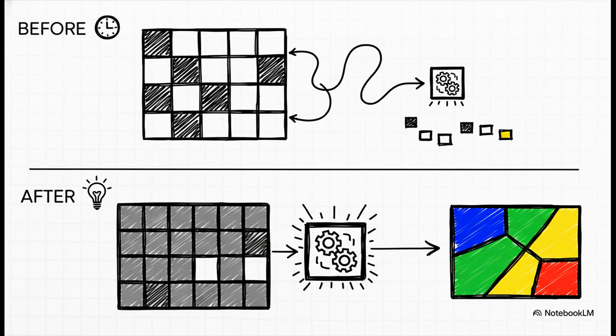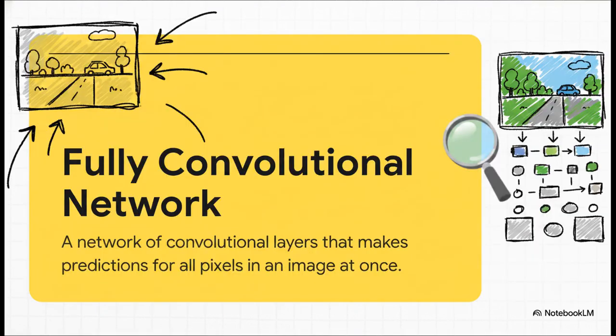So the big conceptual leap was this. Why are we analyzing millions of tiny, overlapping patches one by one? Why not just build a network that's smart enough to process the entire image in one single go, to understand the context of the whole scene from the very start? And the answer to that question is the hero of our story today, the Fully Convolutional Network, or FCN.